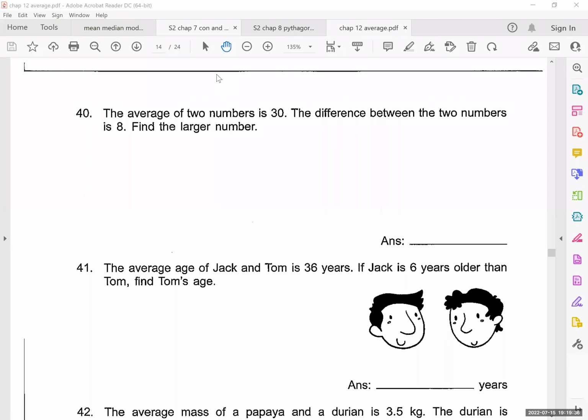All right, so for question number 40, the moment you read this sentence, they say average of two numbers is 30. What does that mean already? Exactly, you'll find the total of the two numbers. Yes, so you find the total of two numbers. And how to find the total of two numbers?